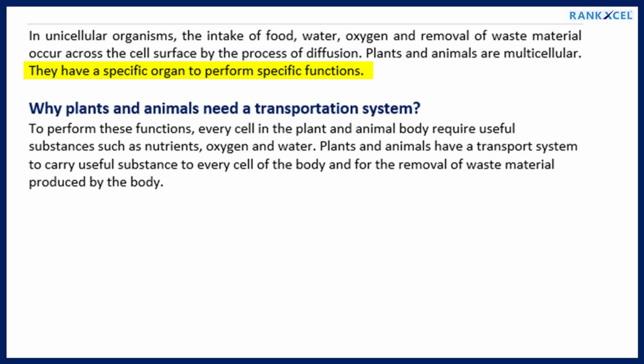They have a specific organ to perform specific functions. Why plants and animals need a transportation system? To perform these functions, every cell in the plant and animal body requires useful substances such as nutrients, oxygen and water. Plants and animals have a transport system to carry useful substances to every cell of the body and for the removal of waste material produced by the body.